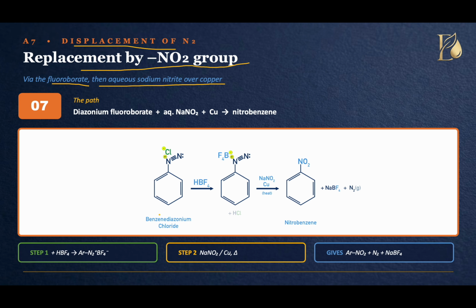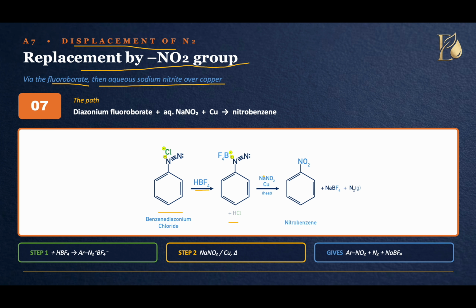So first look at this benzene diazonium chloride. We are taking ArN2Cl, benzene diazonium chloride. We are treating with HBF4, fluoroboric acid, so that we will get the diazonium fluoroborate. Here what happened? The Cl is replaced by BF4, fluoroborate, plus HCl is also produced.